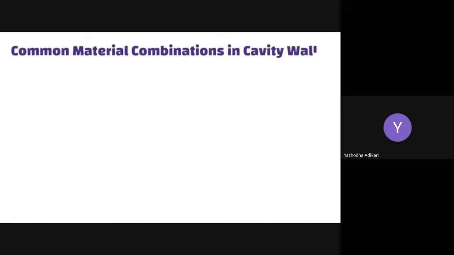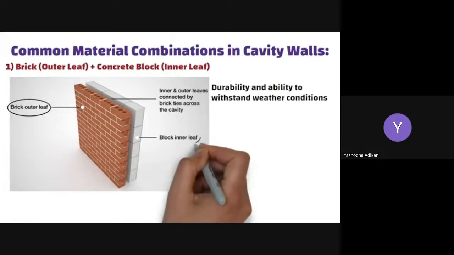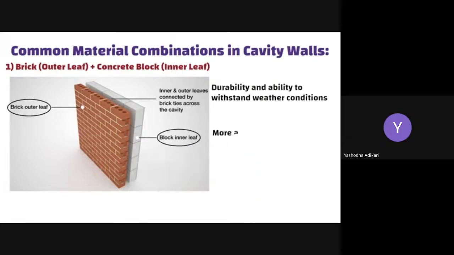Common material combinations in cavity walls. Brick plus concrete block. Bricks are often used for the outer leaf due to their durability and ability to withstand weather conditions. Concrete blocks are typically used for the inner leaf as they are more affordable and provide good structural strength.